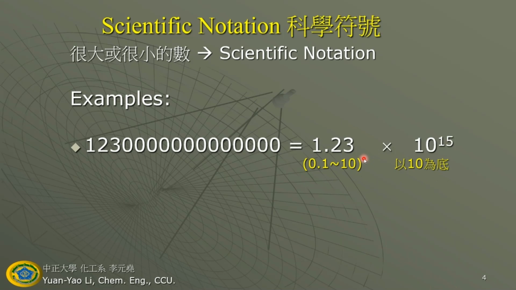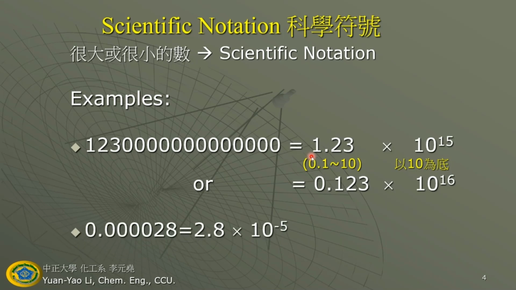So you might say, Professor, can I write something like 0.123 times 10 to the 16th? Yes, you can. There's no problem, as long as it's not beyond 0.1 to 10. But normally, for general purposes, you write the number between 1 and 10, or between 1 and 9.999, something like this.